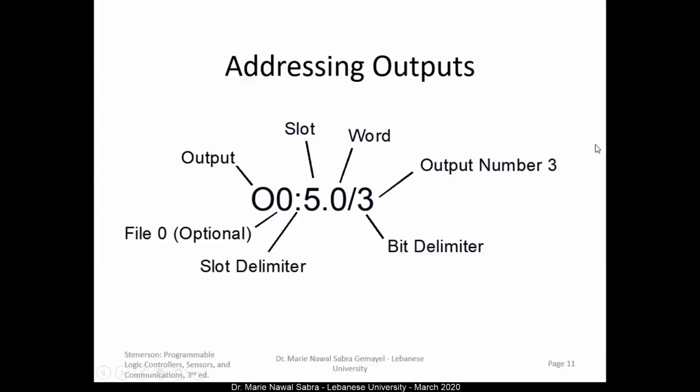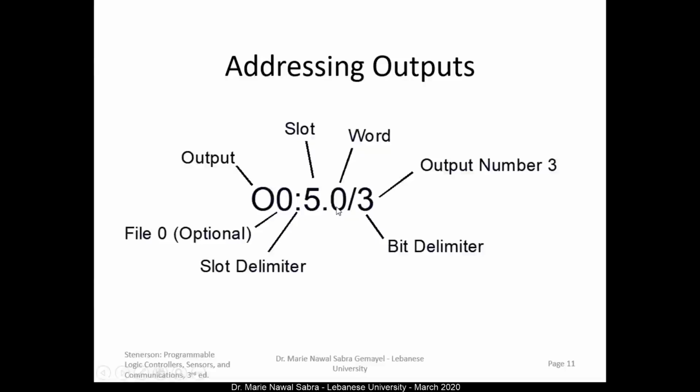Addressing outputs. If I want to address an output, it's exactly the same way. In here we have added additional information that is rarely used, which is the word. I have the output, the file number, then the slot delimiter, the slot number. In case a slot has more than 16, so the module has more than 16 outputs, I can divide this address into 2 different words. So it could be 5.0 and 5.1.